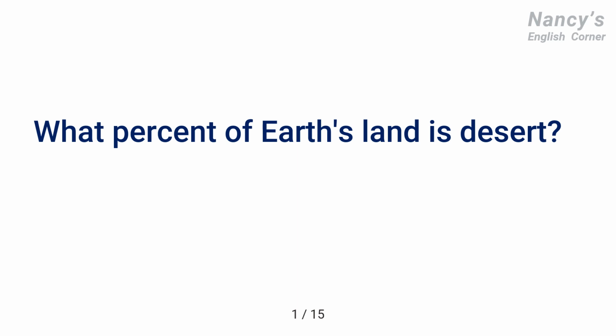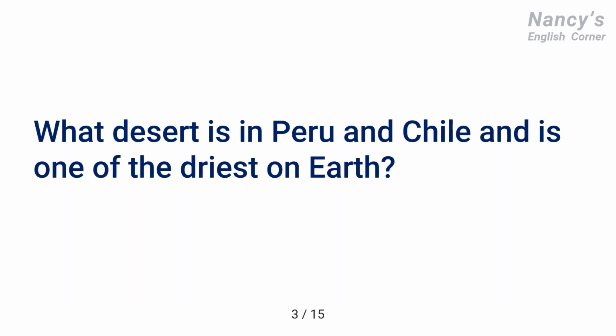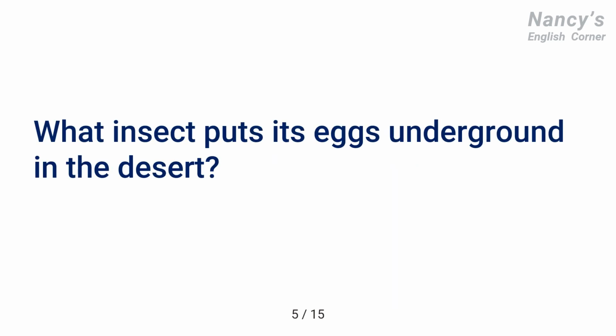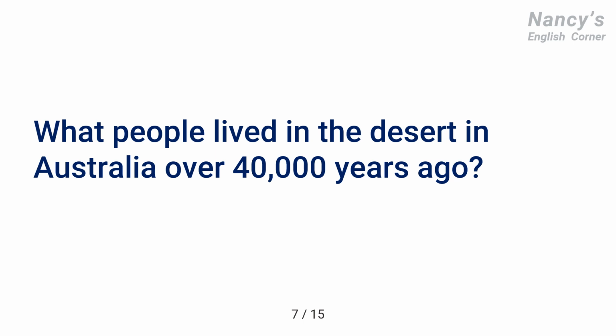What % of Earth's land is desert? What is the biggest hot desert on Earth? What desert is in Peru and Chile and is one of the driest on Earth? What plant can store thousands of liters of water in the desert? What insect puts its eggs underground in the desert? What animal has a thick skin to help save water? What people lived in the desert in Australia over 40,000 years ago?